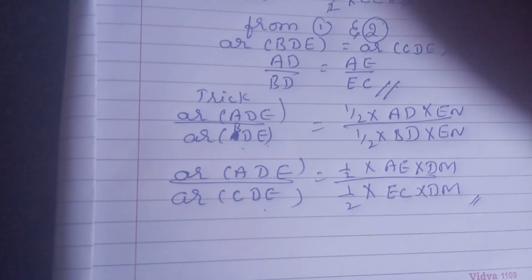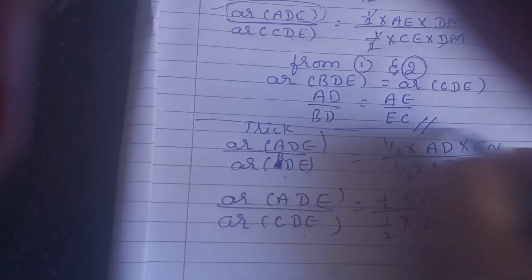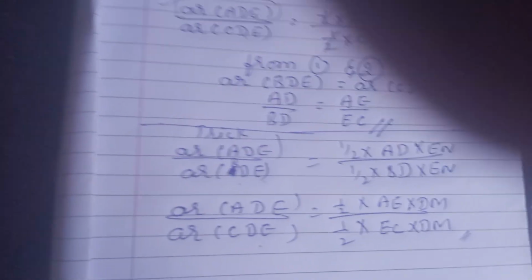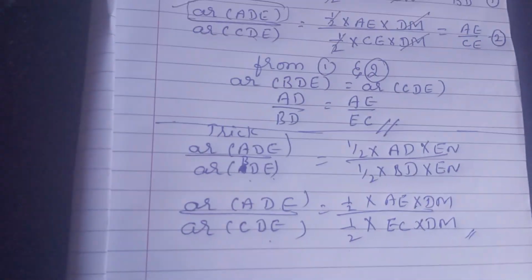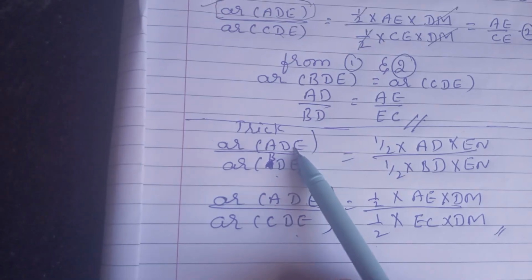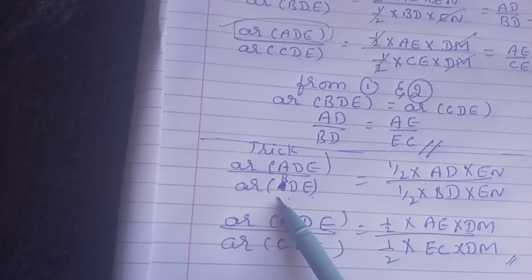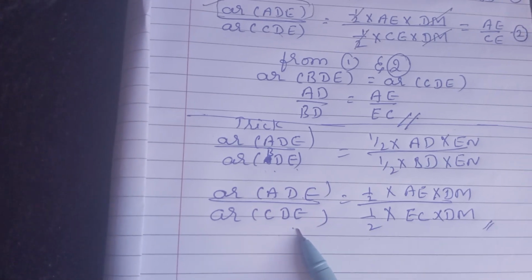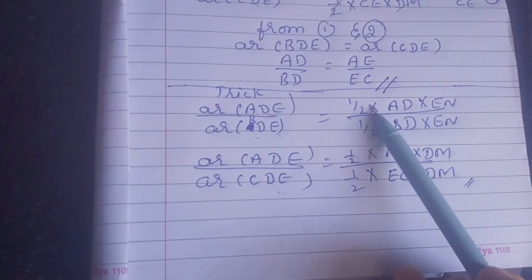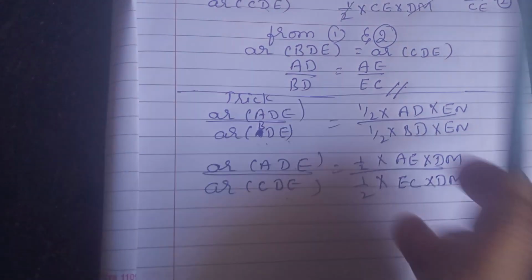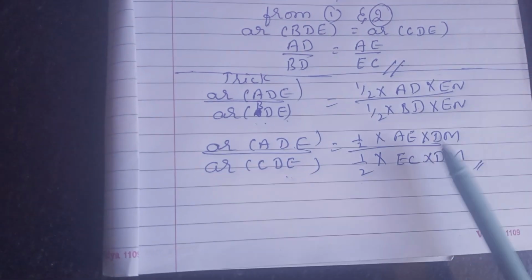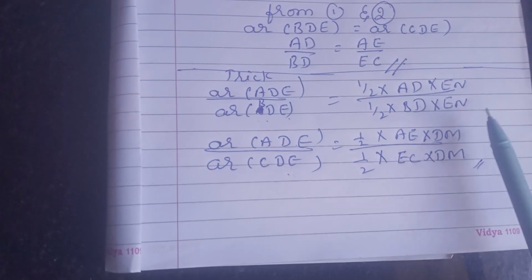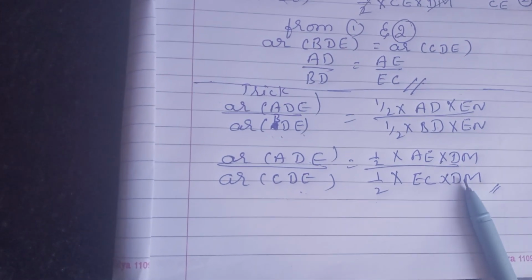I think we can remember it easily. The proof is only this. If we remember, we can use this idea. Area of triangle ADE, area of triangle BDE, area of triangle ADE, area of triangle CDE. In this, half, first proof is AD by BD. Here AE by EC. Here EN, DM, DM.